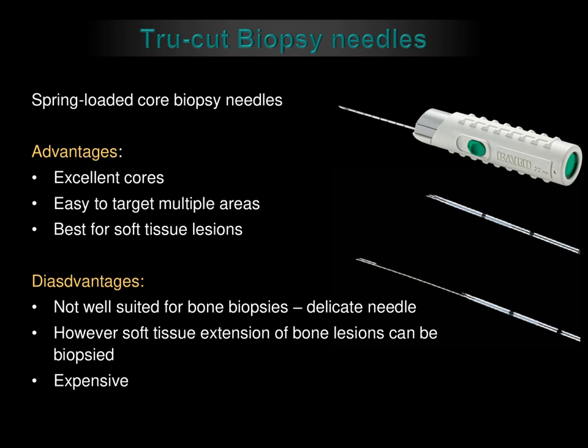Now, true cut biopsy needles are sometimes used for biopsy of musculoskeletal tumors. These are spring loaded core biopsy needles. They are basically used for taking samples from the soft tissue. You can't use it on bone because the tips are delicate and they will just deform, bend, or even break. But if the bone tumor has a large soft tissue mass or you are doing a soft tissue tumor biopsy, these are excellent devices. They give you very good cores. They are easy to use and you can target multiple areas.